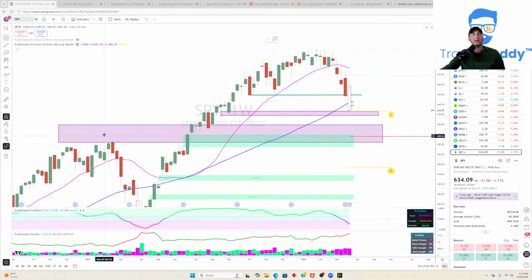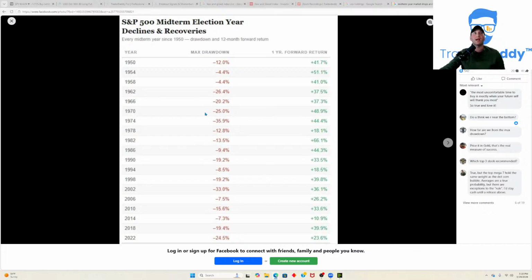Also, it's nice to make zones that can go back to different areas. So this over here was an area of resistance previously. Now it's going to act as an area of support. So what's interesting though, and take a look at this here. This is the S&P 500 midterm election years every year since 1950. Okay. So every year since 1950, every midterm election year, the market has dropped since 1950.